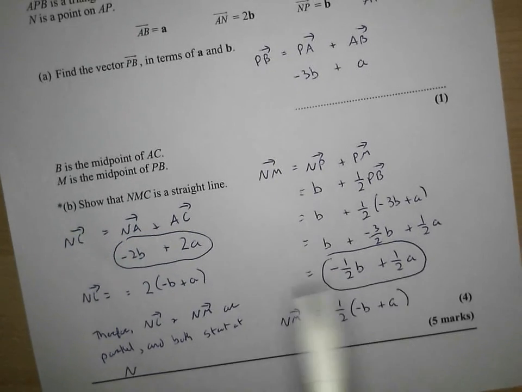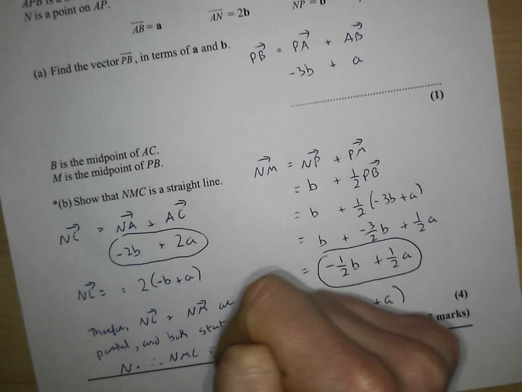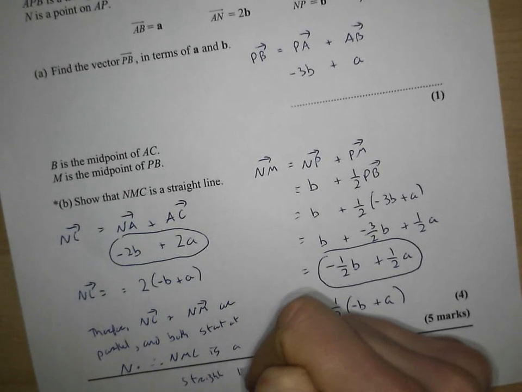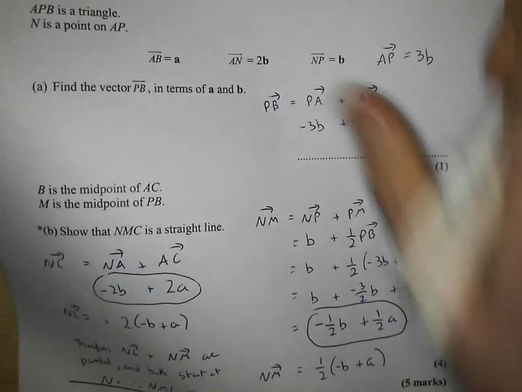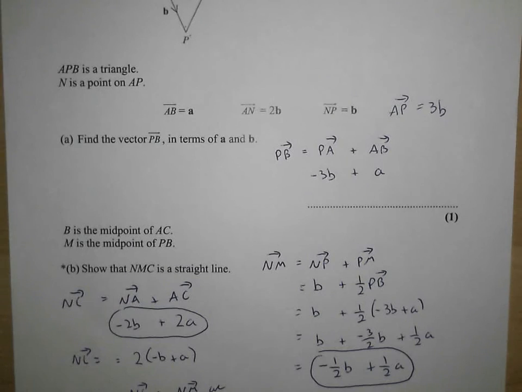So I can just finish it off with, therefore, NMC is a straight line. And that's a tricky vectors question, that. But as long as you're good at your algebra, and as long as you set things out nice and neatly, you will not go too far wrong.